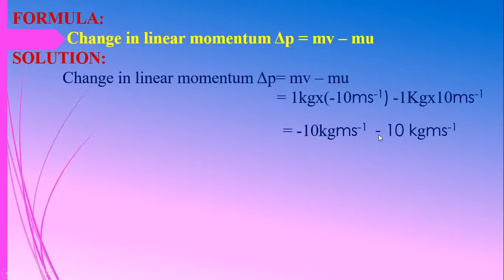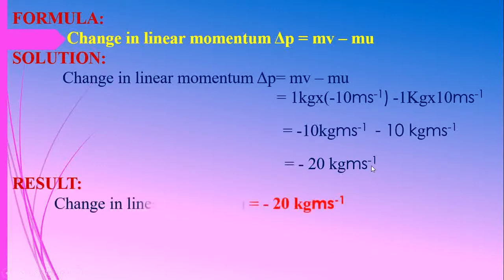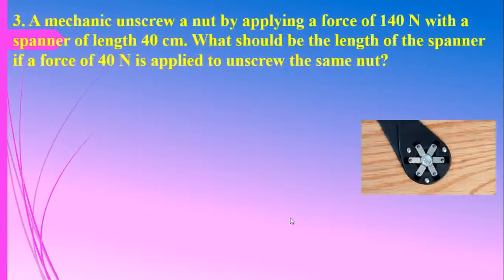We know that minus and minus make plus. So we add 10 and 10 and get 20. So we have to write the sign minus: minus 20 kg m/s. So what is the change in linear momentum of the object? It is minus 20 kg m/s. Now question number 3.